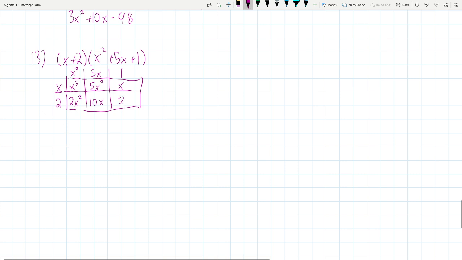Now I'm going to combine like terms. And so I got x cubed, because there's only x cubed. I have 2x squared and 5x squared. That makes 7x squared. I have 10x and x, so that makes 11x. And there's a 2.